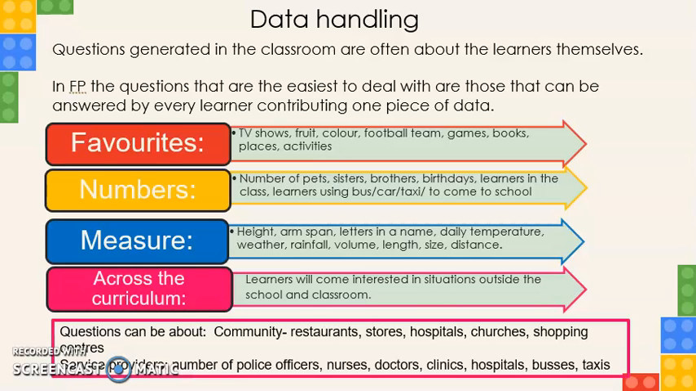Numbers: number of pets, sisters, brothers, birthdays, learners in the class, learners using bus or car or taxi to come to school. Measure: height, arm span, letters in a name, daily temperature, weather, rainfall, volume, length, size or distance. Across the curriculum: results of science projects, sales on the entrepreneurs' days, or comparisons.